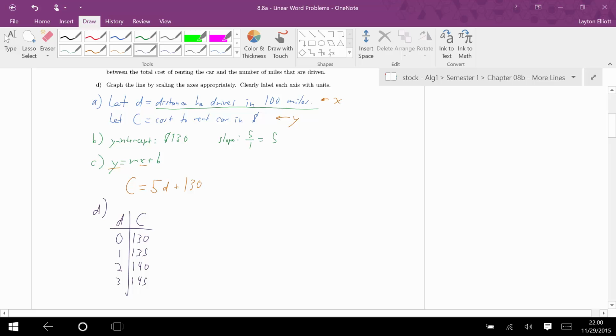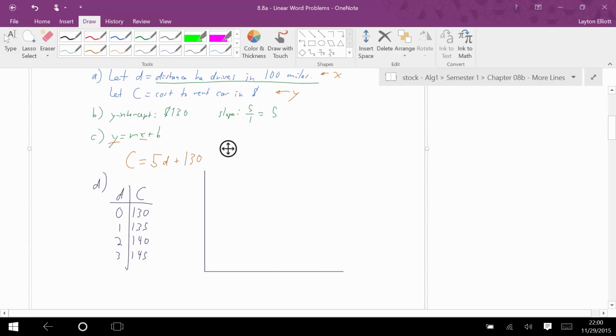So I'm going to do a very basic graph here. I don't want these to be terribly complicated, but I'm just going to put a few points down. I know that when I do 0 distance driven, I do 130. So this is 0, 1, 2, 3, 4, and 5. And when I say label the axis, this is number of 100 miles driven.